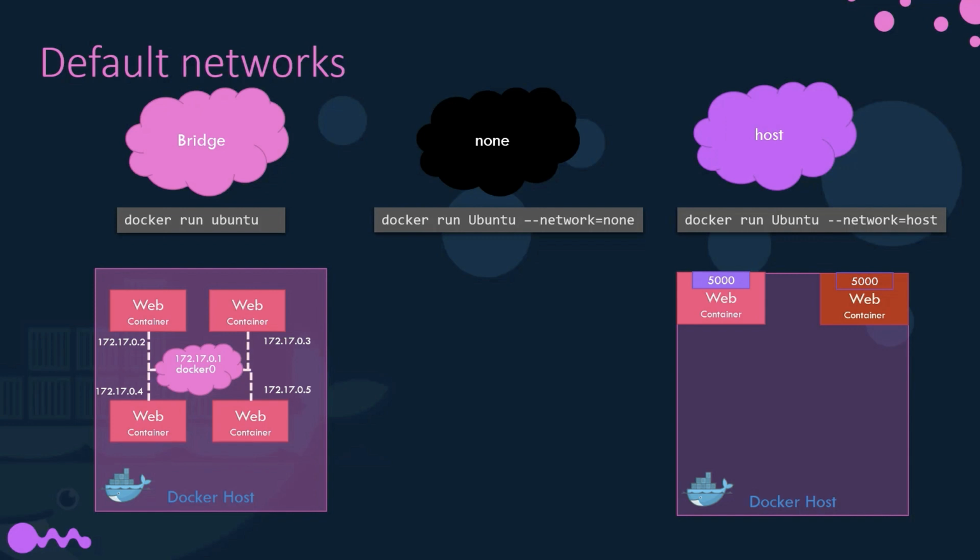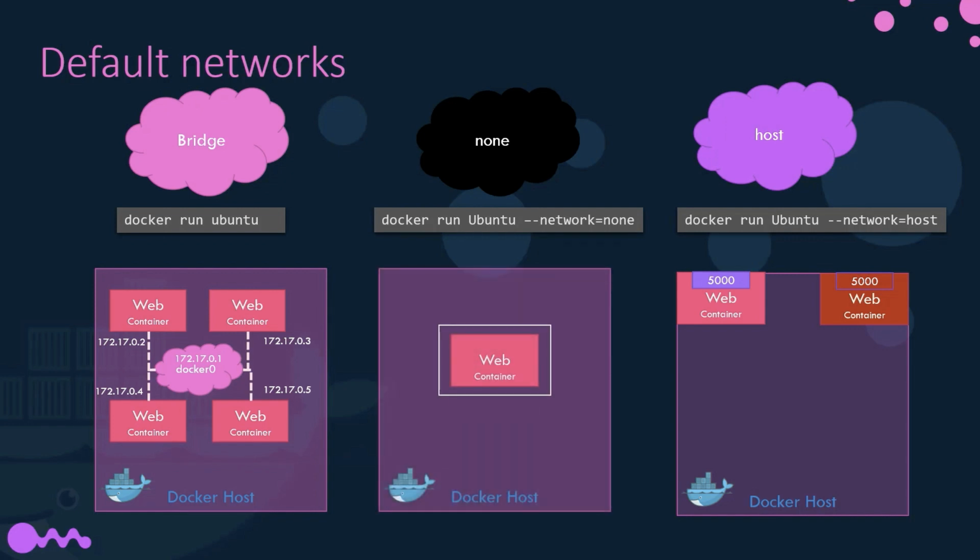With the none network, the containers are not attached to any network and don't have any access to the external network or other containers. They run in an isolated network.